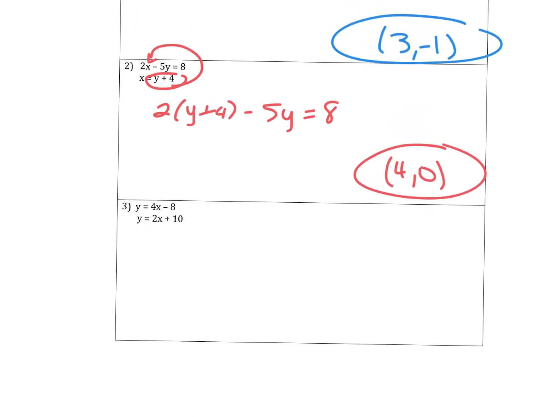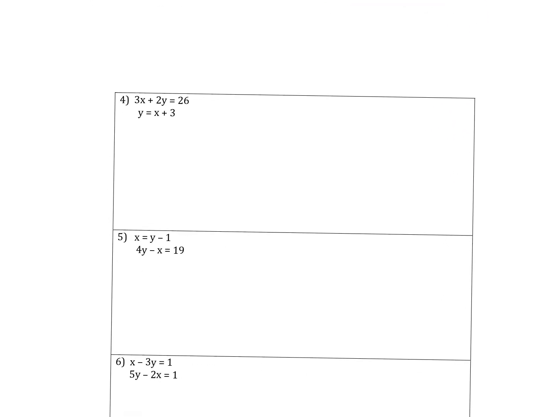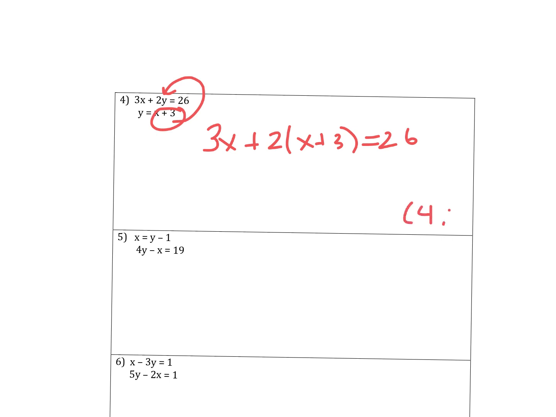Example 3, both have y isolated, so you just have 4x minus 8 equals 2x plus 10. And when you solve for x and y, you get 9, 28. Going to the next page, number 4, the y is isolated, so x plus 3 should have subbed in for y in the first equation. So 3x plus 2 times x plus 3 equals 26. And then when you solve for x and y, you get 4, 7.